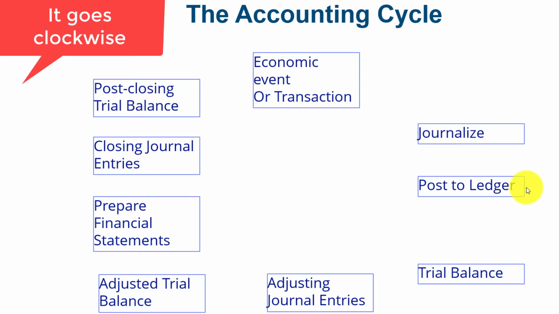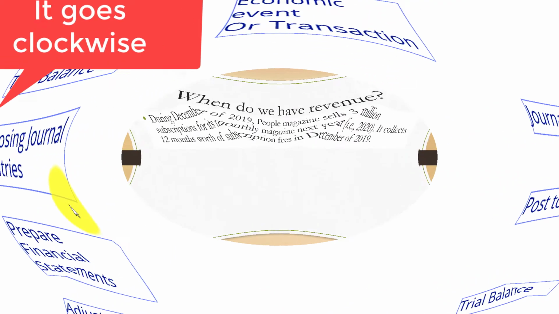Now, throughout the next couple chapters 2, 3, and 4, we're going to learn how to do the next steps. Make a trial balance, adjusting journal entries, adjust the trial balance, finally make your financial statements, and then in chapter 4, we're going to talk about closing the books.